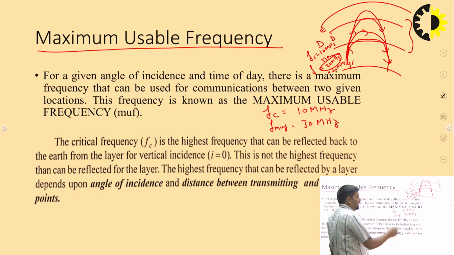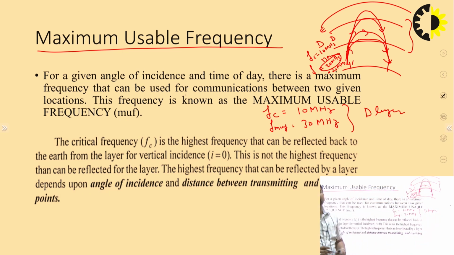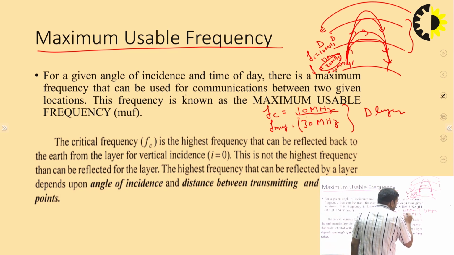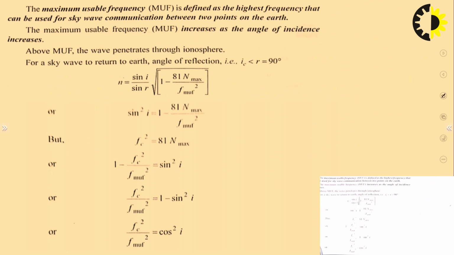For the D layer, if we communicate between the D layers, we transmit a frequency between 10 to 30 megahertz. This is the frequency span of that layer where we establish communication between the transmitter and receiver. This is how we calculate the formula of the maximum usable frequency. So this is the refractive index formula, n is equal to sin i upon sin r, which is equal to the square root of 1 minus 81 n max upon f muf whole square.